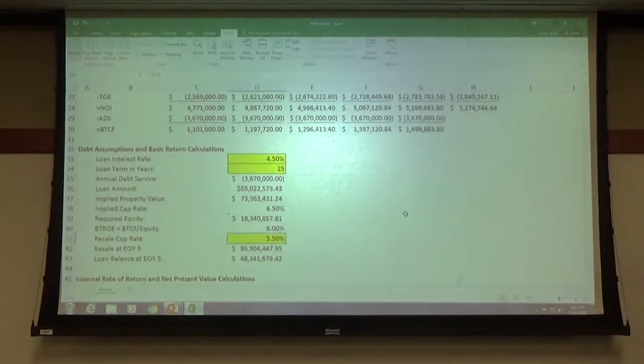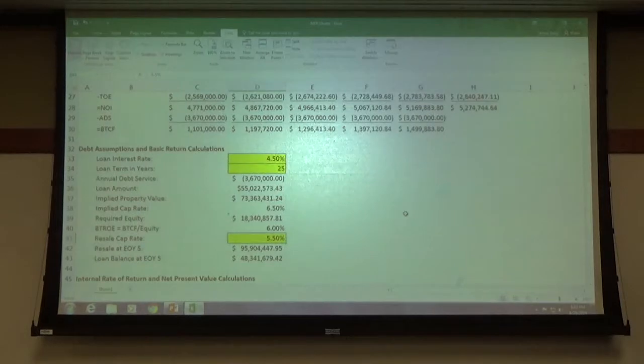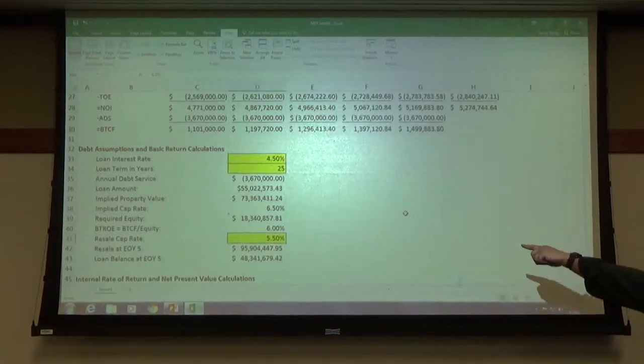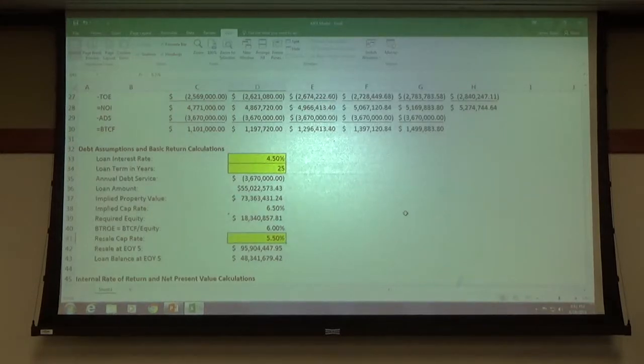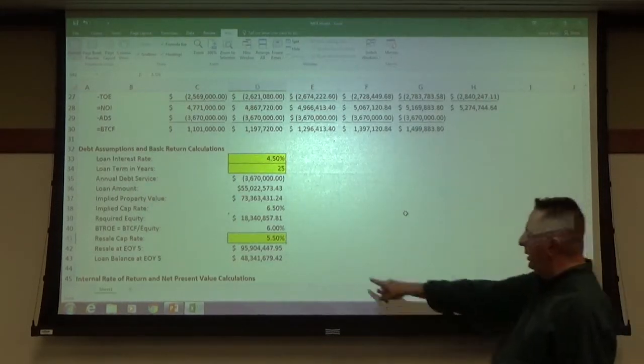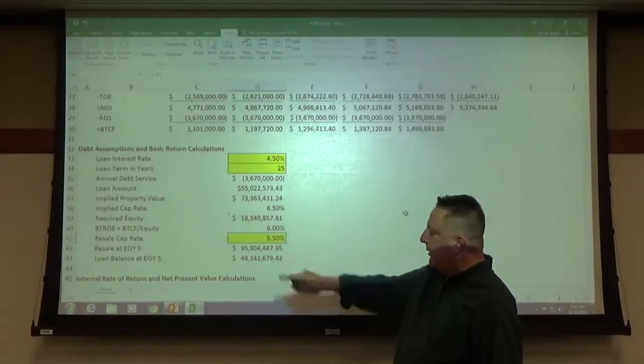But once again, all we're doing is we're saying the income is $5,274,744.64, and our cap rate 0.055, meaning our value is $95,904,448, which should match up pretty close to this. Obviously, once again, do the rounding off a little bit, but you get the picture. Yes?